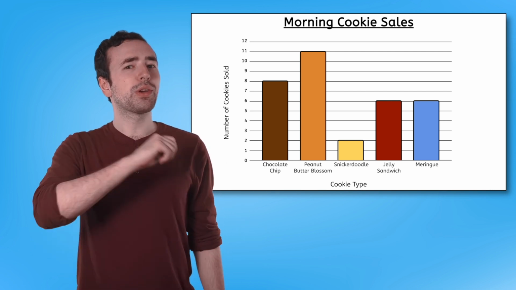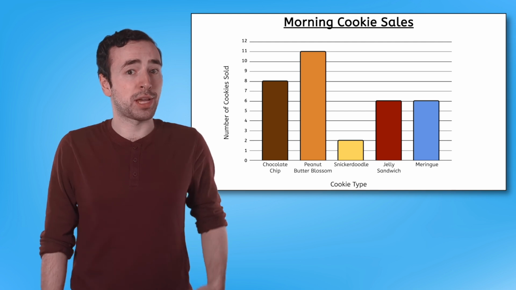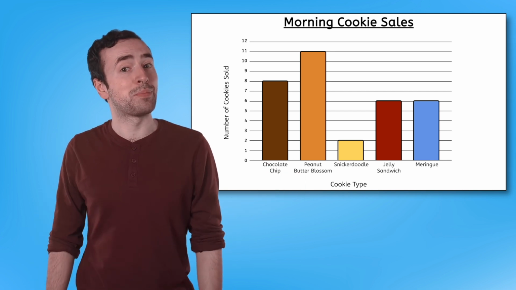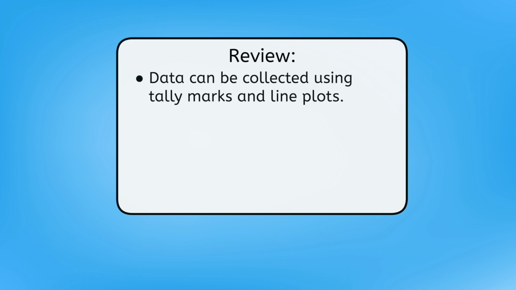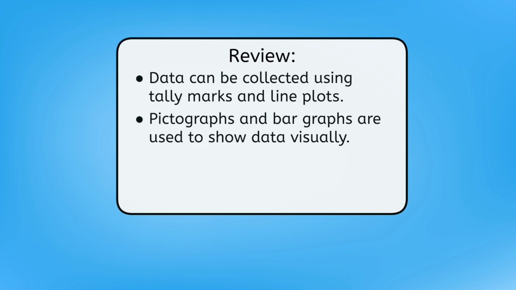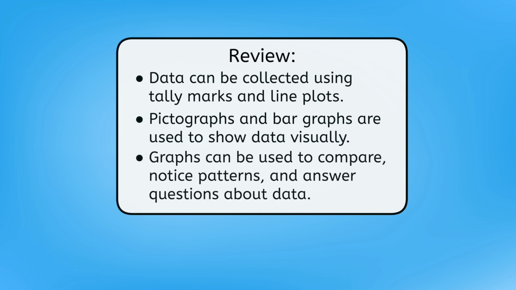So, what have we learned today? Besides the fact that we'll just have to wait and see which cookie type is the bake sale champ. Well, now you know that data can be collected using tally marks and line plots. Pictographs and bar graphs are used to show data visually. You also know graphs can be used to compare, notice patterns, and answer questions about data. Be sure to complete the practice questions and extension activities that go with this lesson to practice graphing and analyzing data.